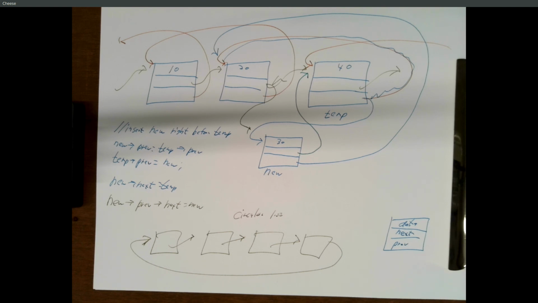And you can make a circular doubly linked list. Same thing, you have back pointers and the first node points to the last node. And we'll see some applications of these.